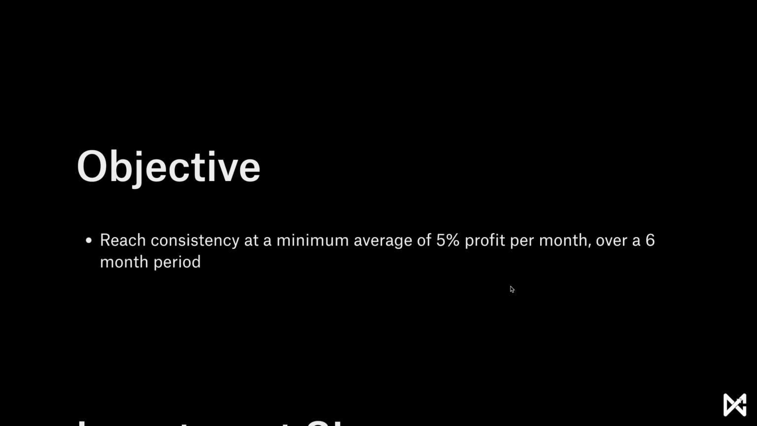So what is my objective here? Reach consistency at a minimum average of 5% profit per month over a 6-month period. So you might start off with that trading plan, and you give yourself an objective, right? So by executing this trading plan, I want an average 5% profit per month over this 6-month period, right?